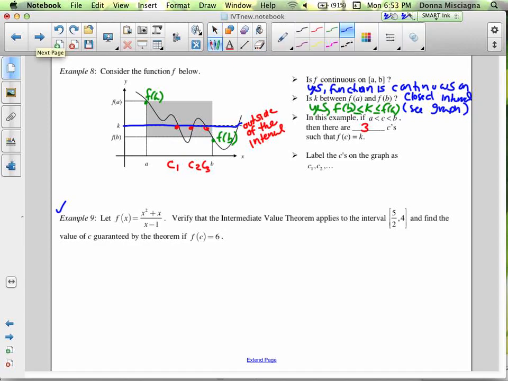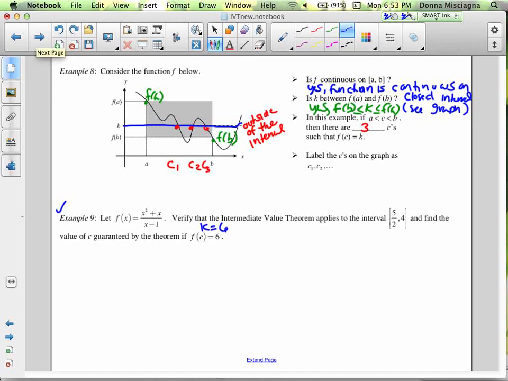All right, so let f of x equal x squared plus x divided by x minus 1. Verify that the intermediate value theorem applies to the interval 5 halves to 4, and find the value of c guaranteed by the theorem if f of c equals 6. All right, so k is equal to 6, by the way.